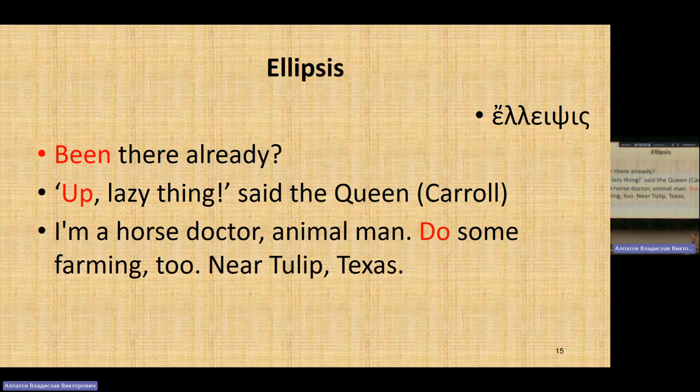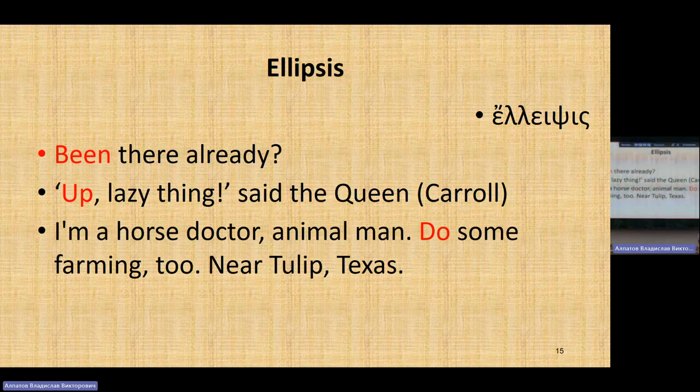So ellipsis. Here on the right you see the Greek word from which it is, the Greek word which was borrowed into Latin and then into English. It means leaving out, blotting out, erasing something. And ellipsis is a figure of speech when you omit, drop the predicate, the subject, or both. That's why it is based on the completeness of structure, right? We play with the completeness of structure. In this case, we make it incomplete.